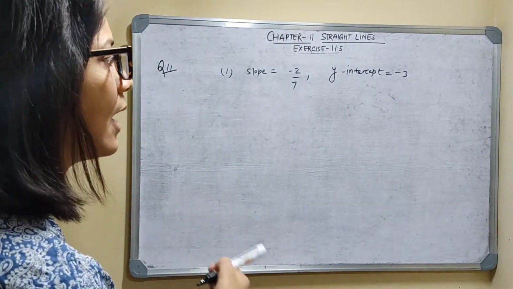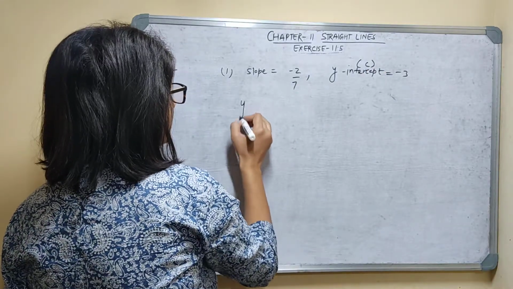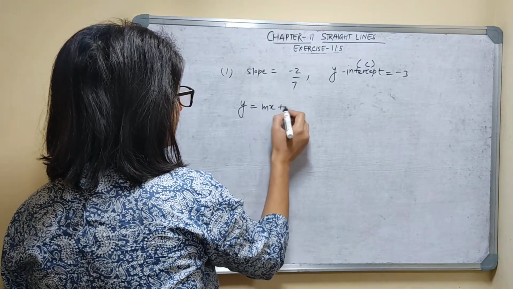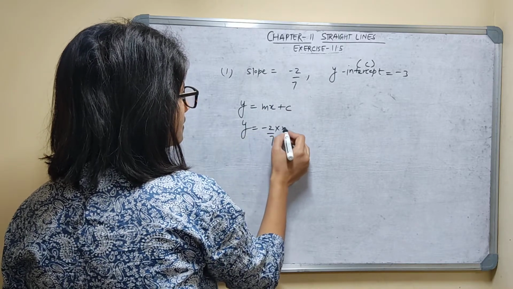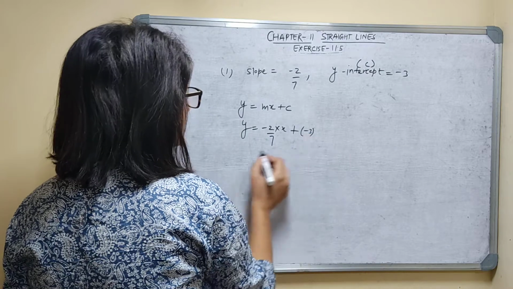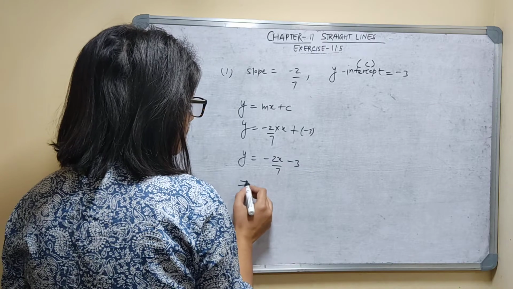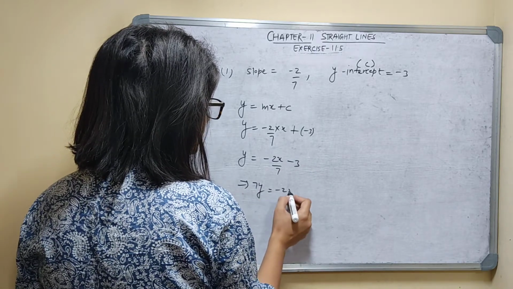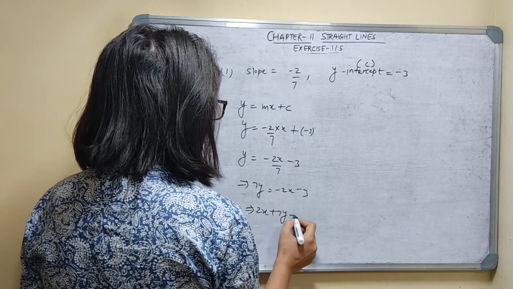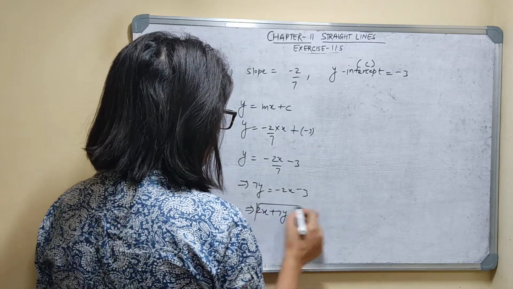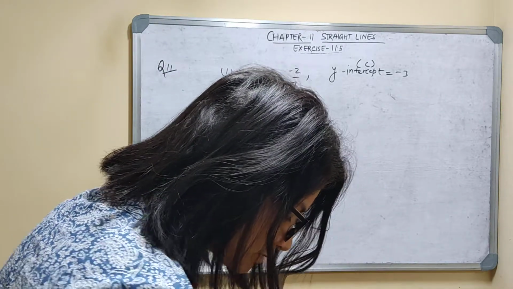When slope is given and y-intercept is given, y-intercept generally we denote by c. So the formula is y is equal to mx plus c. So y is equal to minus 2 by 7, the slope, into x plus c, which is minus 3. I can write y is equal to minus 2x by 7 minus 3, or 7y is equal to minus 2x minus 3, or I can write 2x plus 7y plus 3 is equal to 0. I am taking all on the left side.